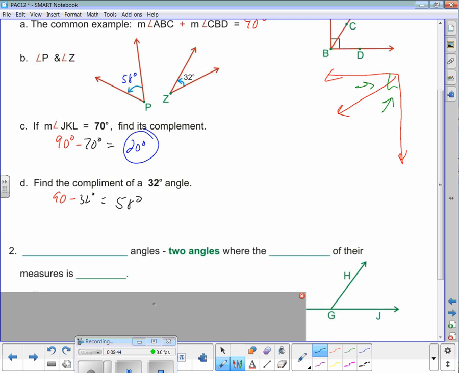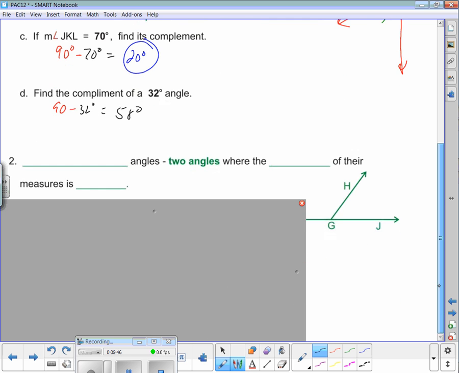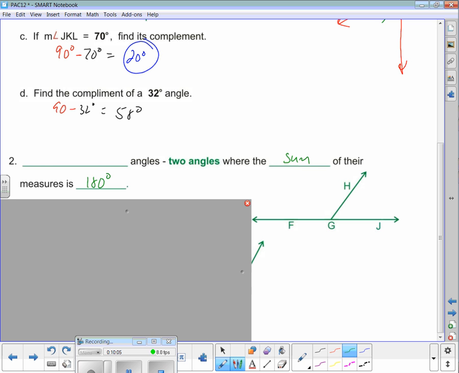All right, let's continue on. Well, that's complementary angles. The next thought is, what do we call two angles where the sum of their measures is 180 degrees? This is a different term. So complementary angles are two angles where their sum is 90 degrees. What do we call two angles where their sum is 180?